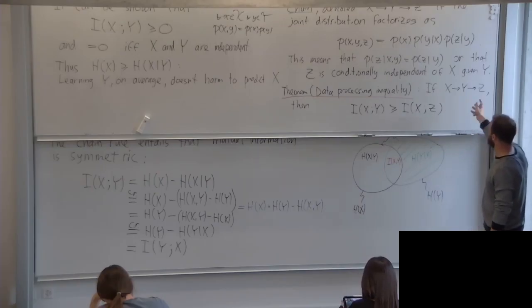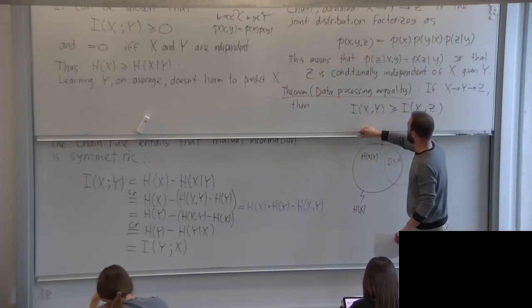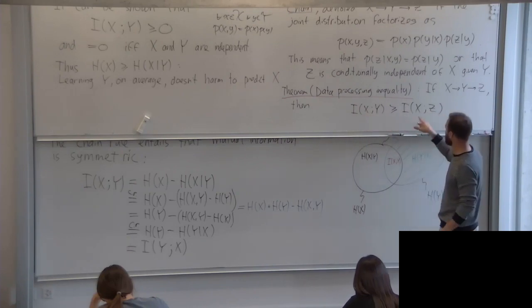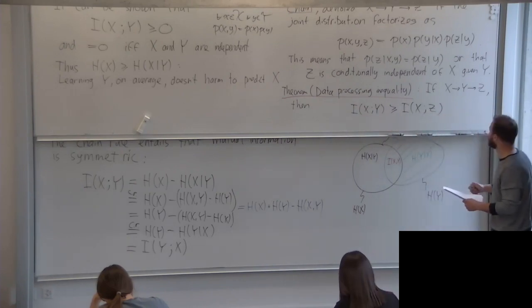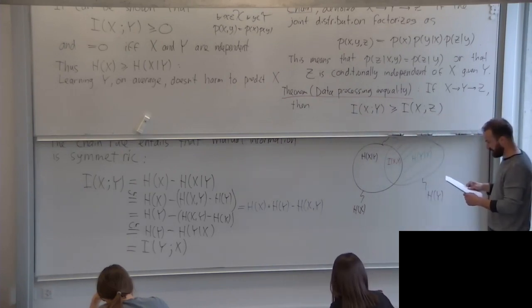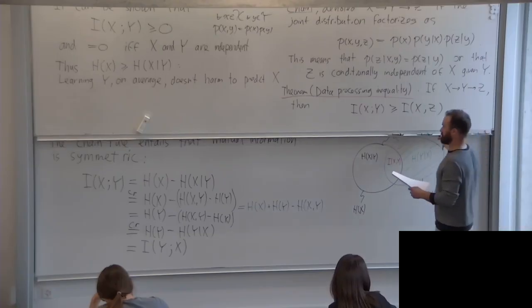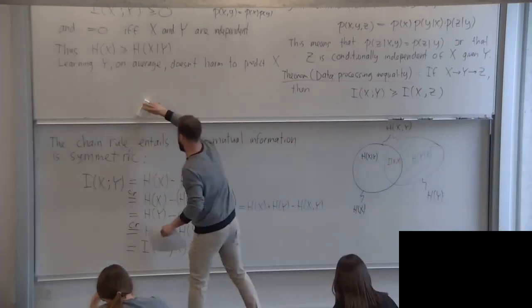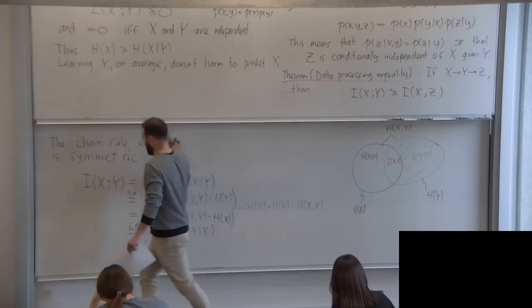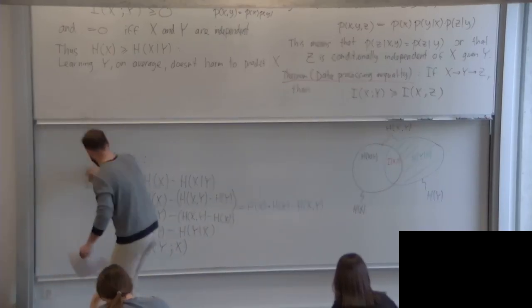Cool. Okay, so if we have a Markov chain like that, then the mutual information between x and y is larger or equal than the mutual information between x and z. Let's prove it. It is not so hard, and it gets us to work a little bit with the definition we've seen.